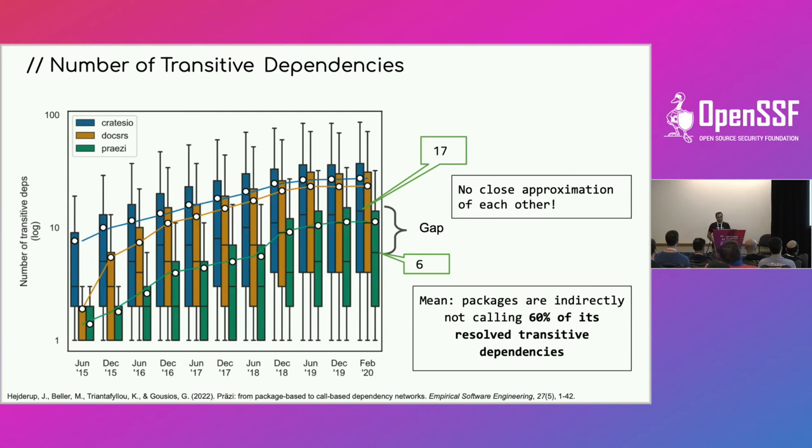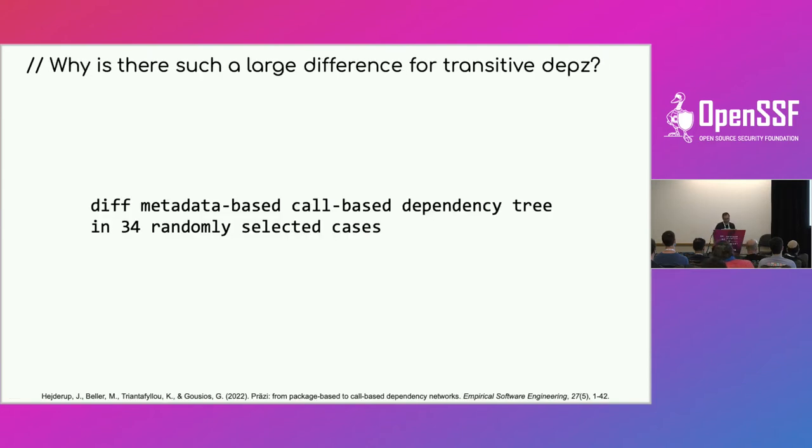Now that we turn to the transitive dependencies, we have a totally different story here. We basically have no close approximation. Even when I studied this in Feb 2020, the number of transitive dependencies an average project might use in Rust is 17, whereas from the call graph based perspective, it's 6. And when I calculate the mean as well, I find that 60% of the transitive dependencies are not called in general. So this is quite interesting.